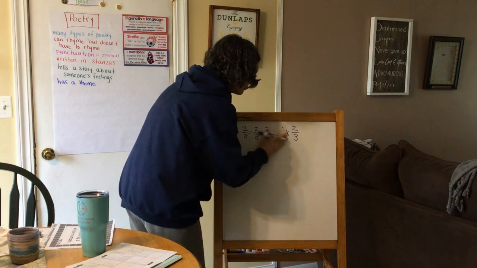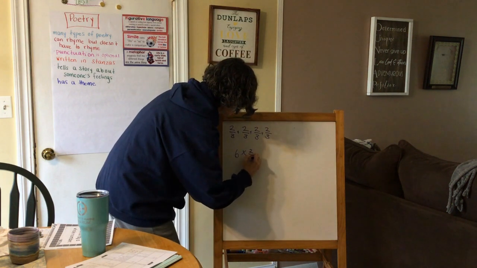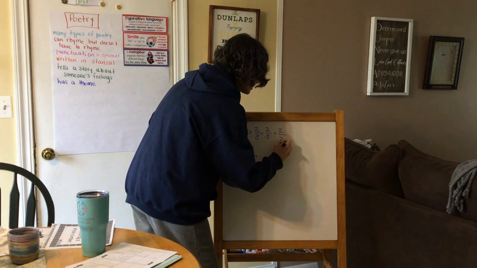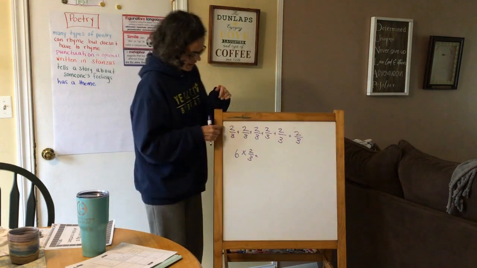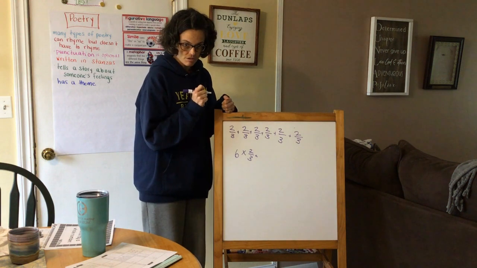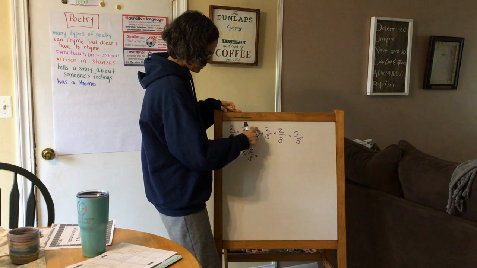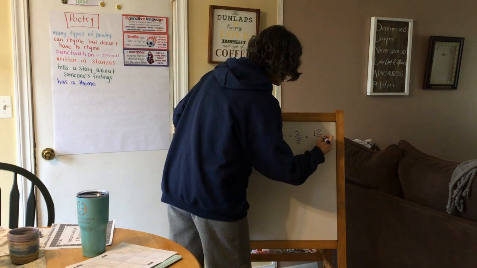Uh-oh, I'm running out of room. 1, 2, 3, 4, 5, 6. Okay, so I have 6 groups of 2/3. So when I add them up, what am I going to get? 2, 4, 6, 8, 10, 12. I'm going to get 12 thirds.